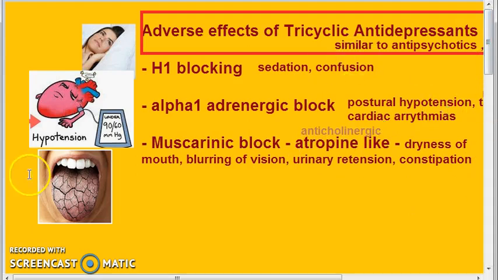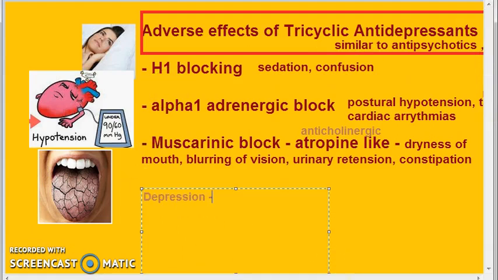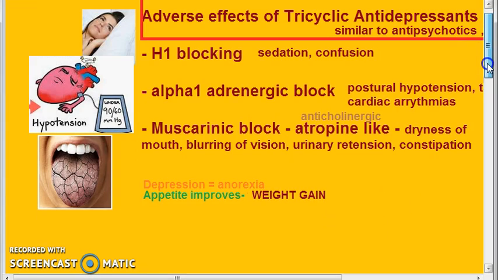Then remember, depression, one of the features of depression is anorexia, right? Depression, anorexia. So now when you give antidepressant drugs like tricyclic antidepressants, the appetite increases, right? Appetite improves. So this can lead to weight gain. So weight gain becomes a side effect.